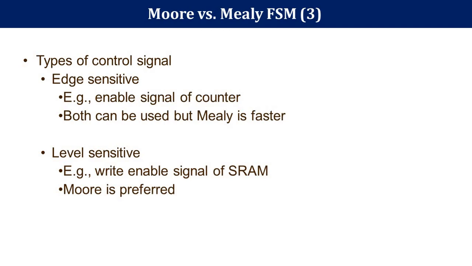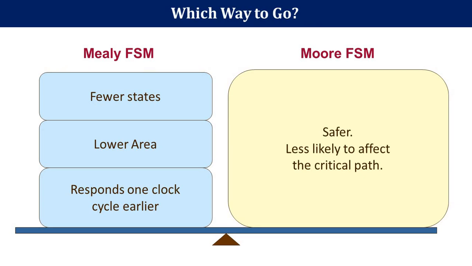If we compare by type of control signal, whether the signal is edge sensitive or level sensitive: for an edge sensitive signal, for example the enable signal of a counter, we can use both Mealy or Moore, but Mealy is faster for that. And if the control signal is level sensitive, for example the write enable signal of an SRAM, at that time we can prefer Moore. Most probably for a level sensitive signal you can use Moore, and for an edge sensitive signal you can use both, but Mealy is faster.